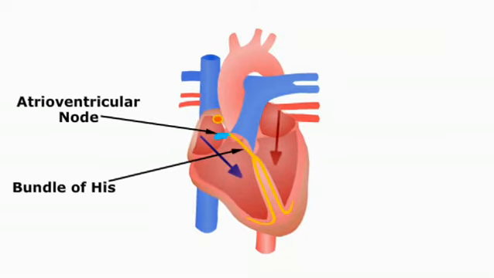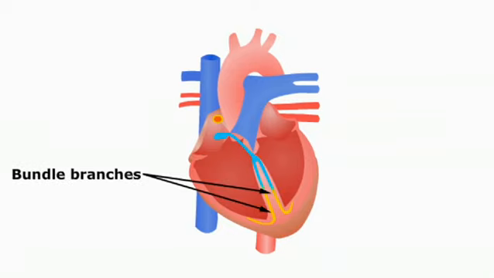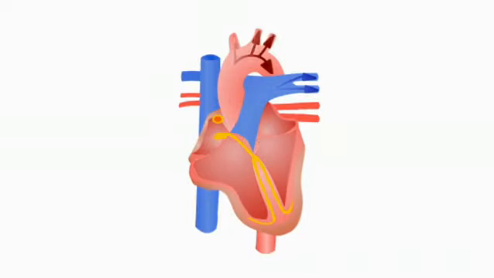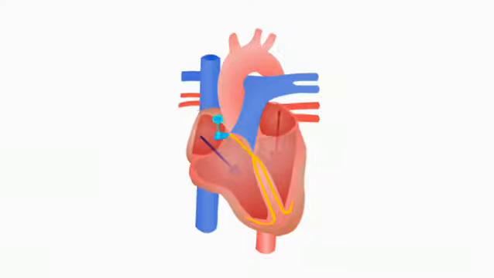Meanwhile, the impulse reaches the atrioventricular node, which lies between the atria and the ventricles, before travelling on through the bundle of His and right and left bundle branches. The ventricles, which have now had sufficient time to fill with blood, contract in response to the impulse. The process starts again with another impulse being generated.